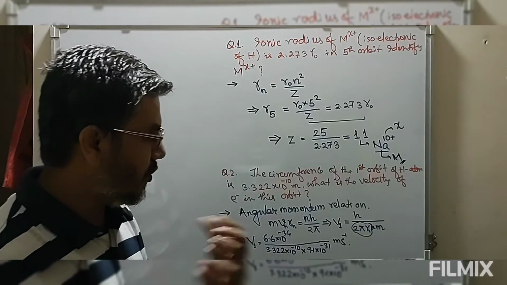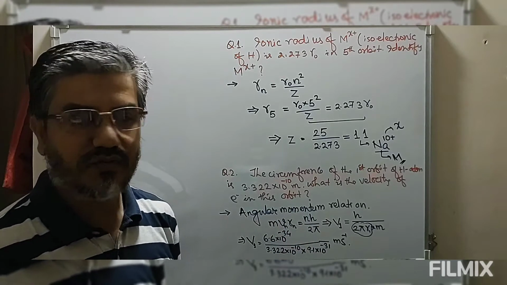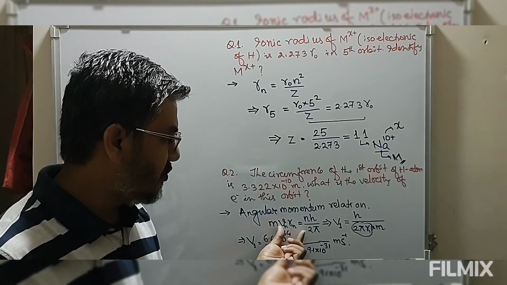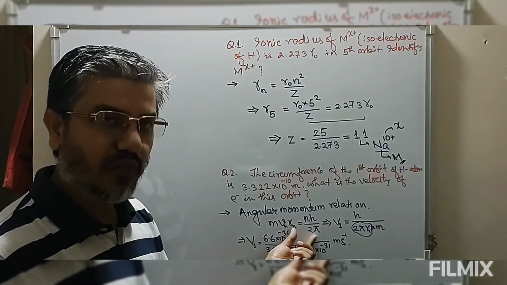So we are using a very important relationship. As I told you, this is one of the most important postulates of Bohr's atomic model: the angular momentum is some integral multiple of h by 2 pi.